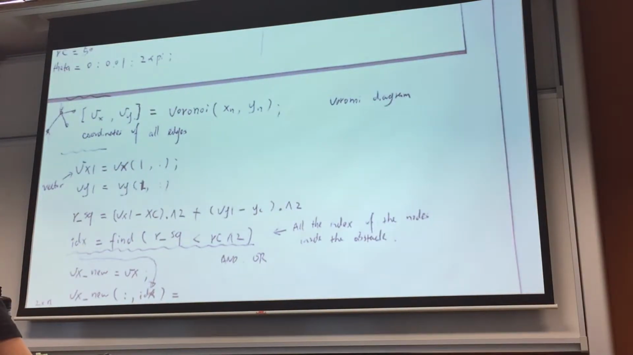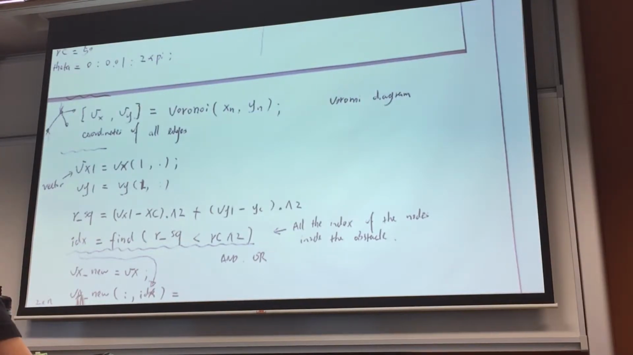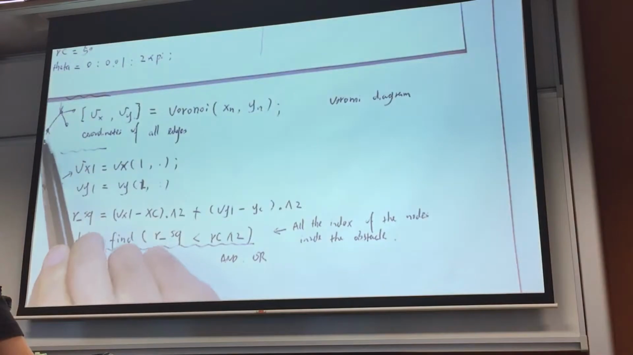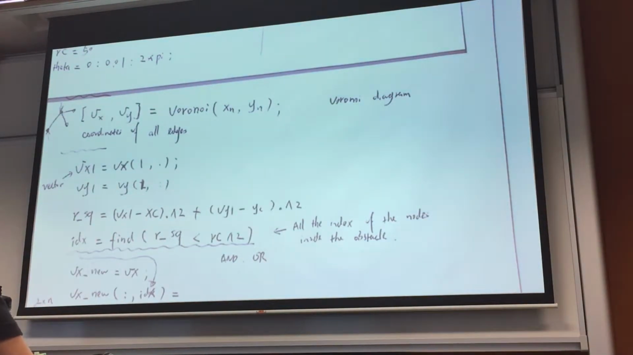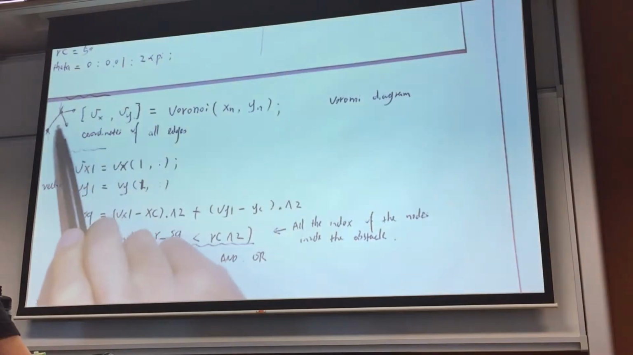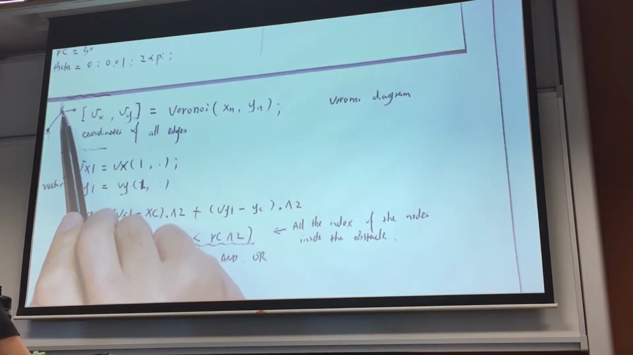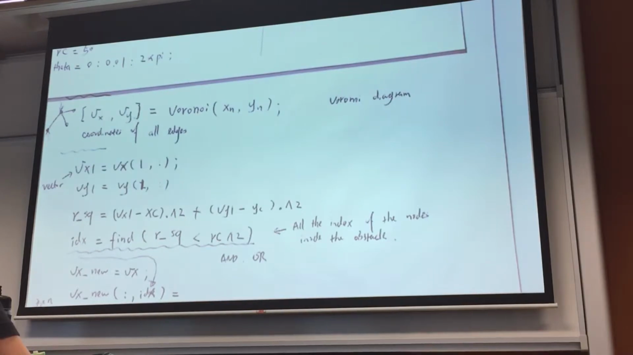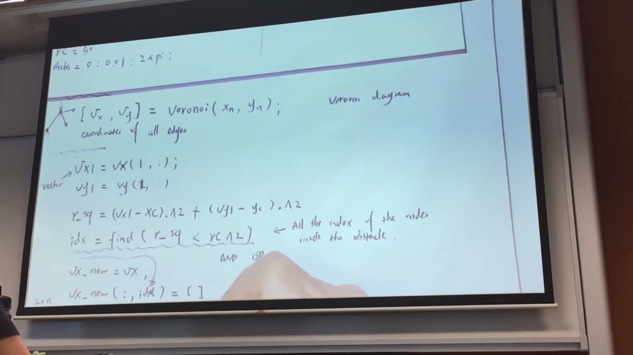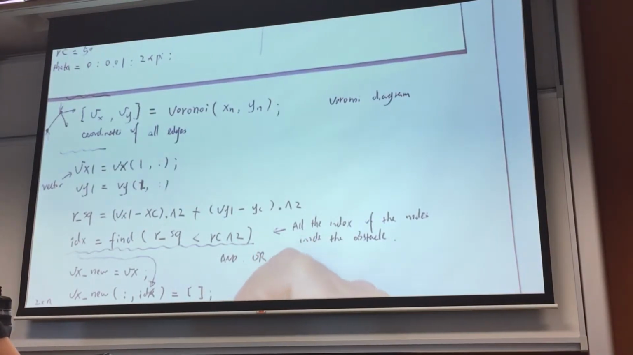So the first row of this matrix is supposed to be the x coordinate of the starting point. Then the second row is supposed to be the x coordinate of the ending point. So we only got 2 here, but this one will be the index of the nodes inside this matrix. So we just set this one to be null. This will remove all the points.